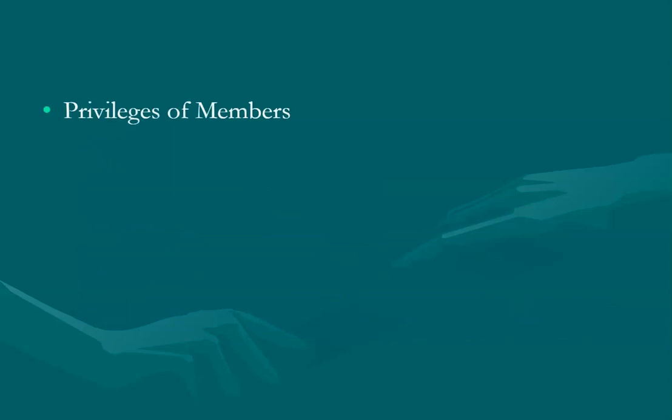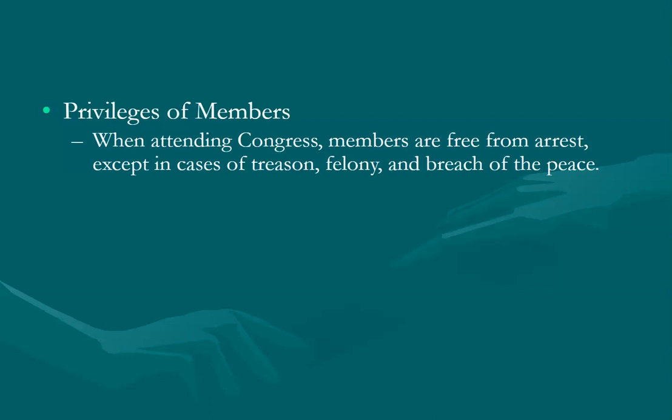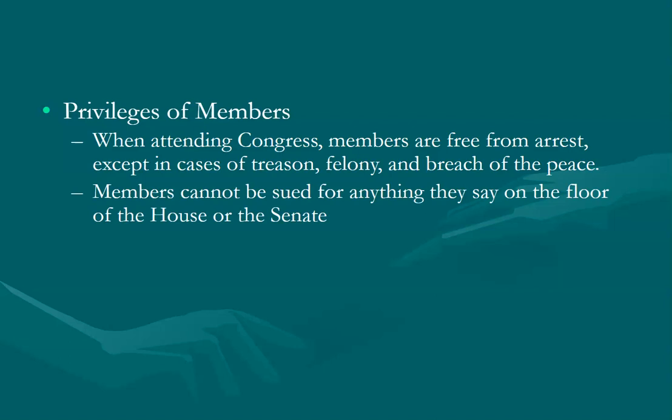Privileges of the members. When attending Congress, members are free from arrest, except in cases of treason, felony, and breach of the peace. A member of Congress cannot be sued for anything they say on the floor of the House or the Senate. For example, there was a Senator, Harry Reid, who lied about a presidential candidate during a presidential election, and he did so to damage that person's standing in the election. Now, if he were not a senator, and if he was not actually stating it on the floor of the Senate, he could have been sued for libel or slander for basically saying false things. But because he said so on the floor of the Senate in his capacity as senator, he cannot be sued for that.